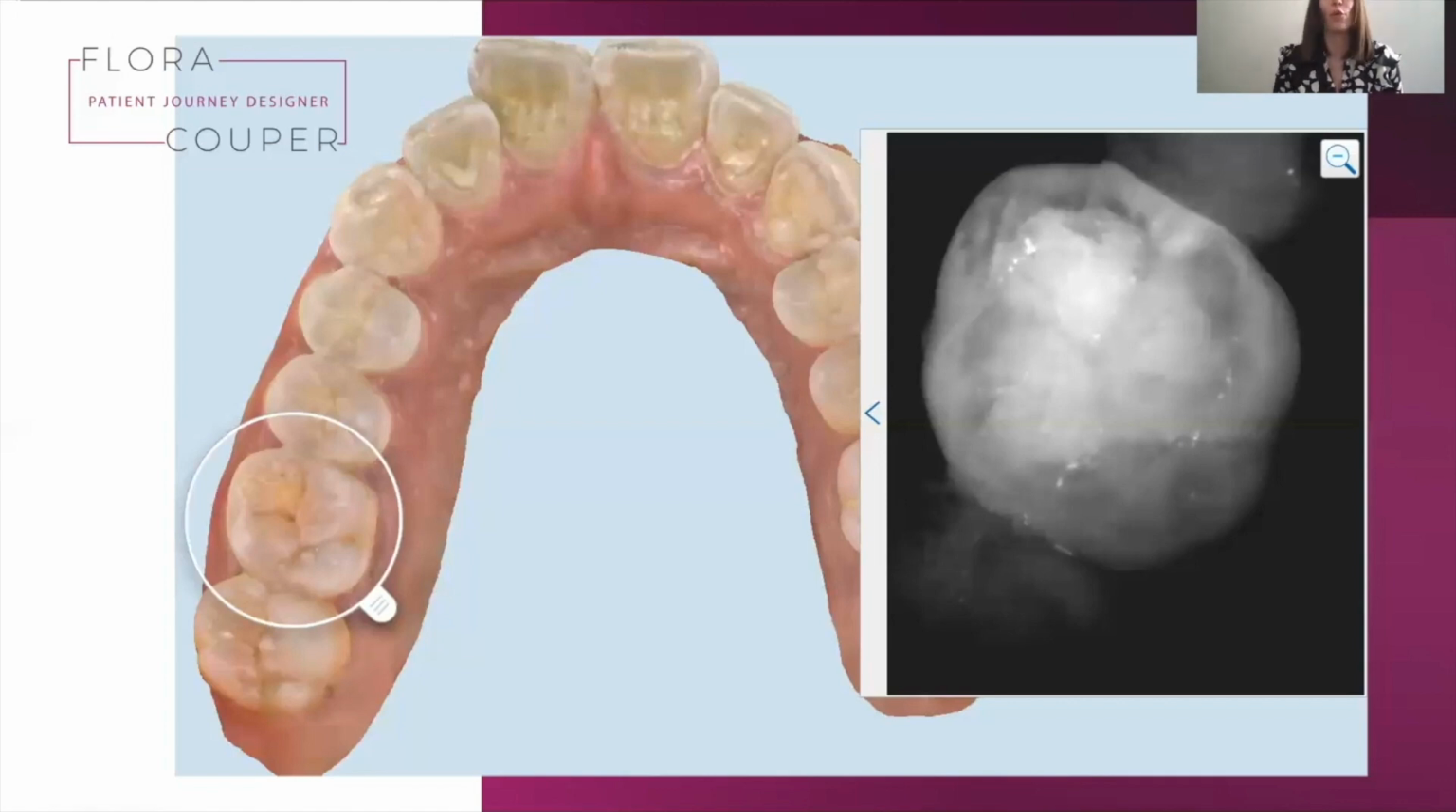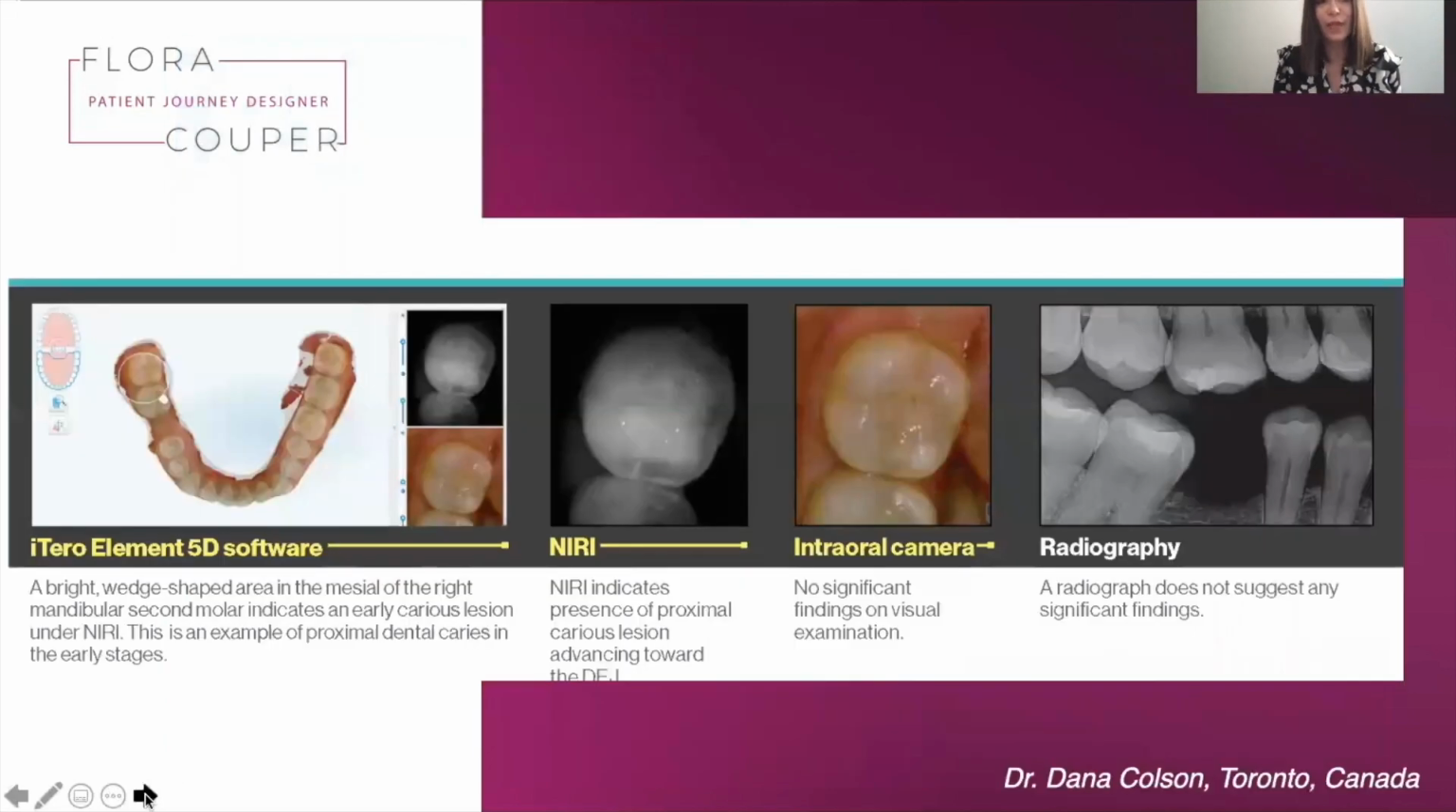Now I've got one more image to show you that's a bit more of a storyboard that involves radiographs as well. So this is the image that was taken. It's between an 8 and a 7. And this is the NERI image. So really what we're looking at is the mesial of the 8, and you can see we've got this really fine pinhead type of lesion that hasn't reached the ADJ yet. Now, on the intraoral camera, there's nothing significant, and on the X-ray, there is no sign of it whatsoever.